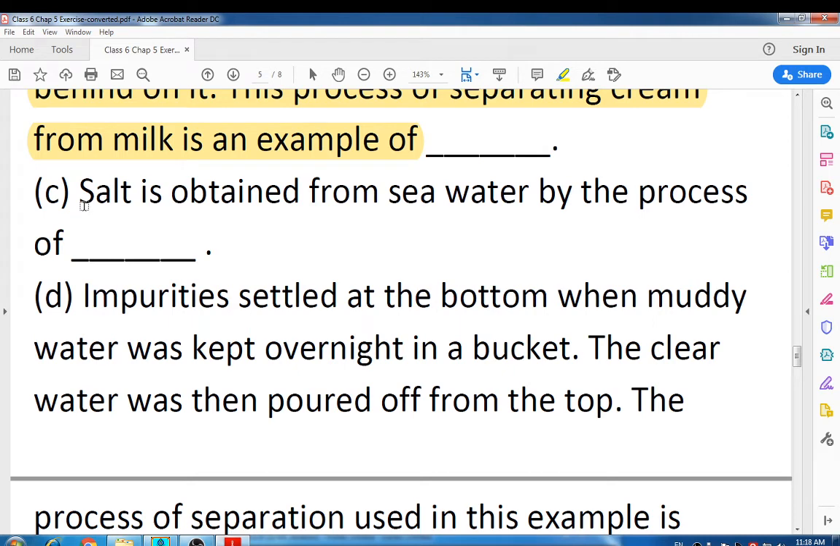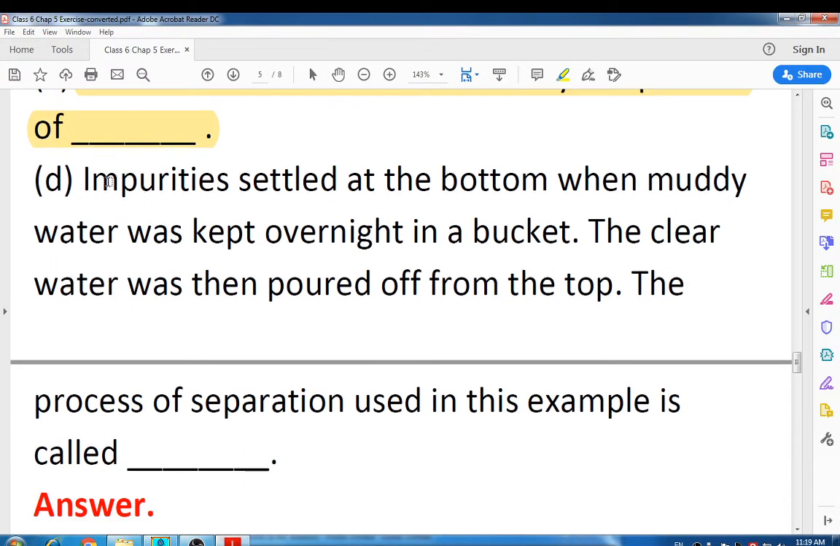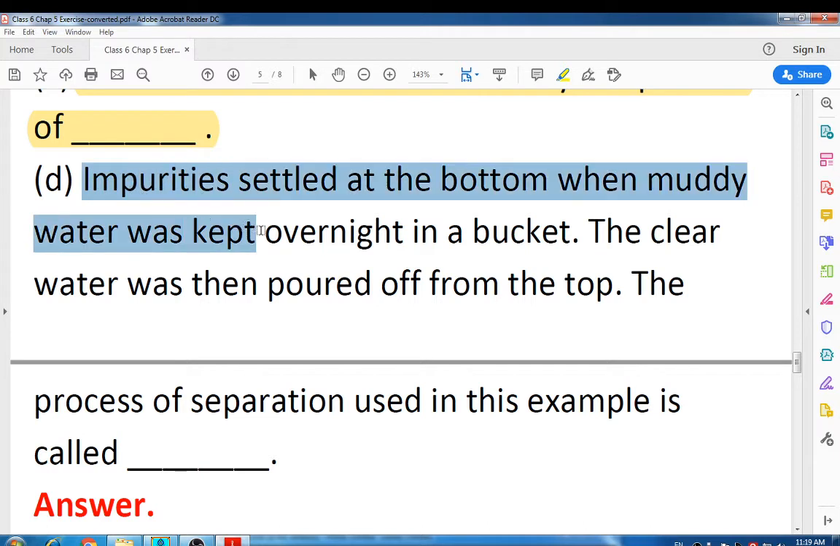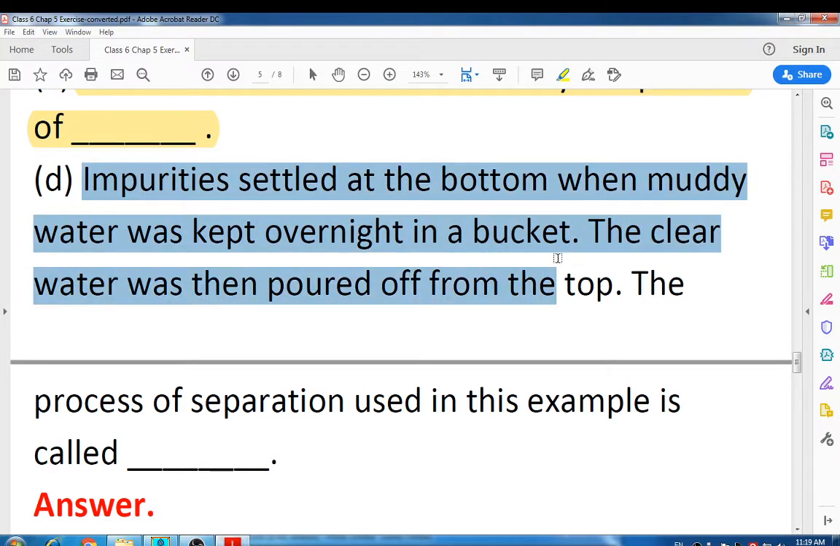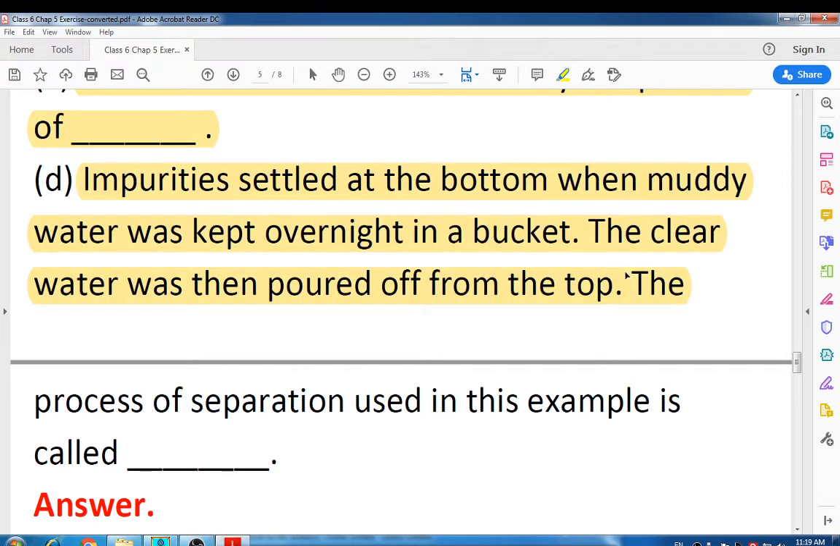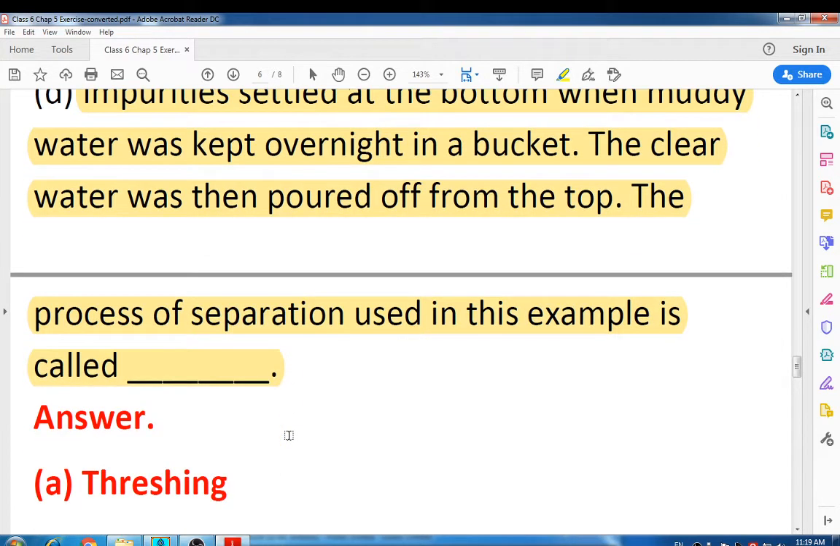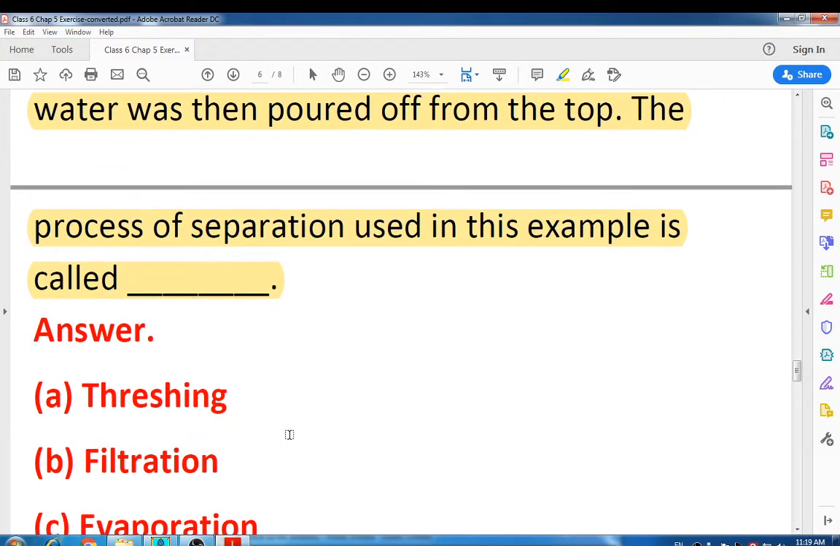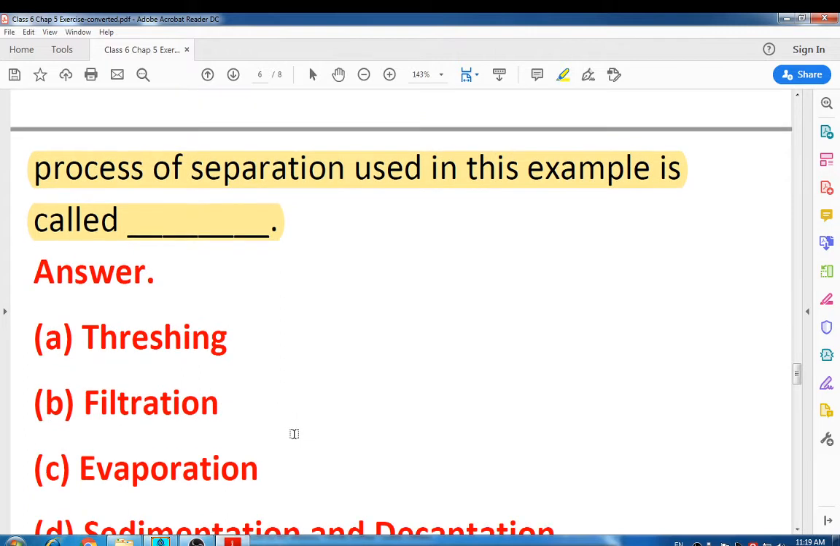Next, salt is obtained from seawater by the process of, I have told you in the video. Yes, so the answer is evaporation. Okay, with the help of evaporation, we are separating the salt from sea water. And the last one, impurities settled at the bottom when muddy water was kept overnight in a bucket. The clear water was then poured off from the top. The process of separation used in this example is called both. We are using both methods, that are sedimentation and decantation.